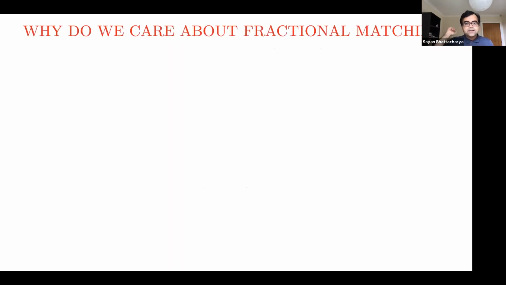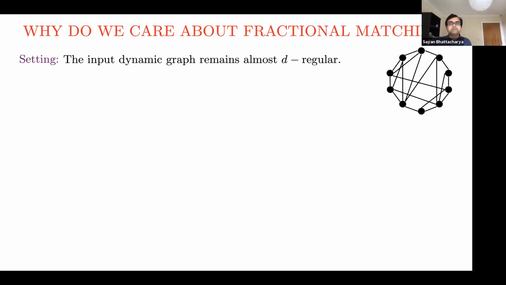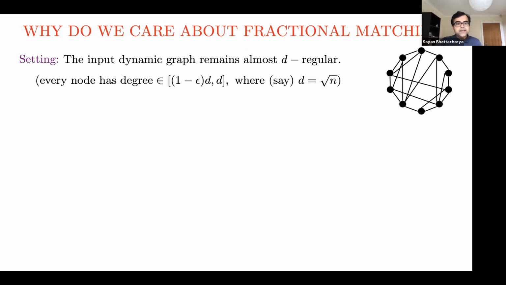Okay. Now, why do we care about fractional matchings? Well, look at this very simple dynamic instance. The adversary ensures that the input dynamic graph remains almost d-regular, meaning that every node has degree between (1 minus epsilon) times d and d. And let's say d is some polynomial in n, say d is root n. And now the adversary keeps inserting and deleting edges in this graph, subject to the condition that it always remains almost d-regular.